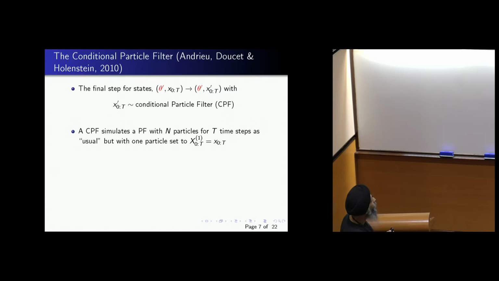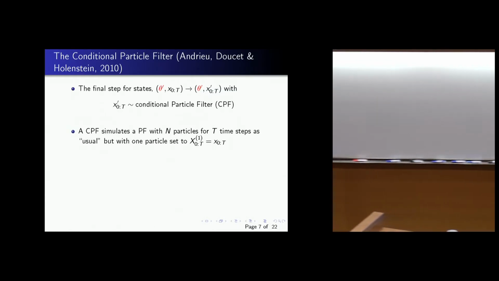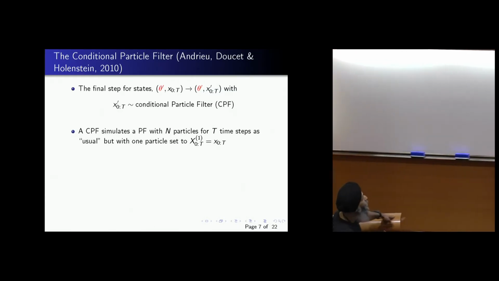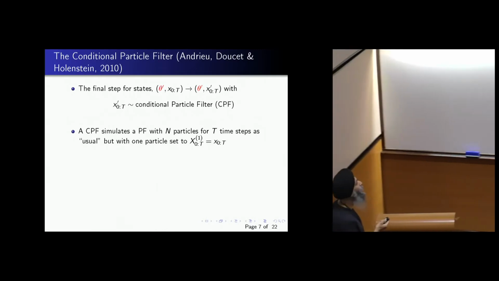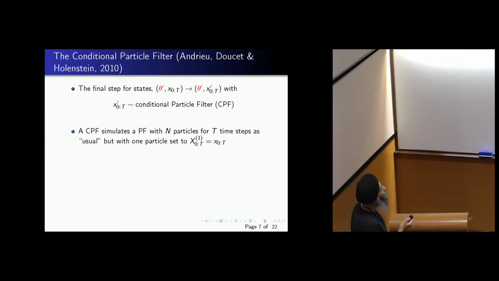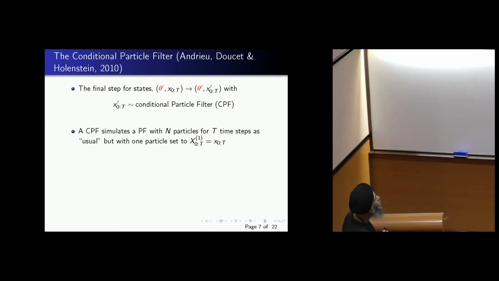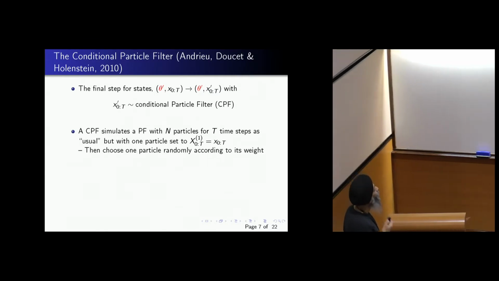Now, a conditional particle filter algorithmically simulates a particle filter with N particles for T time steps, as we did before, but with one tweak. And the tweak is that you keep one particle fixed at the sample you are trying to advance. So we're trying to advance x0 to x dash. We keep one particle fixed at that, in a very simple way. Once we've generated a standard particle filter with this one particle fixed at the sample we're trying to advance, we then choose an output randomly according to its weight.